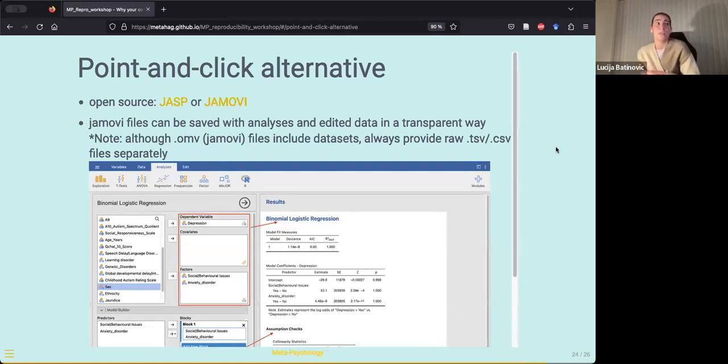Along with R, we also have some authors that have submitted point-and-click alternatives like JASP and Jamovi. This can still be a reproducible analysis if you save all the files with the analysis and how you edited the data in a transparent way. And if you just write things on paper, step by step, what you did, it's still more reproducible than just sending an SPSS file. So there are ways to make analysis reproducible even if you don't write code.